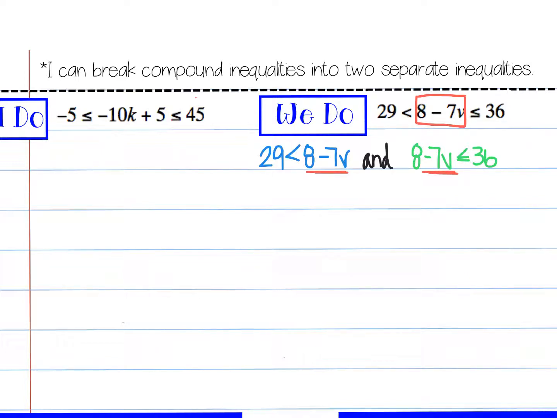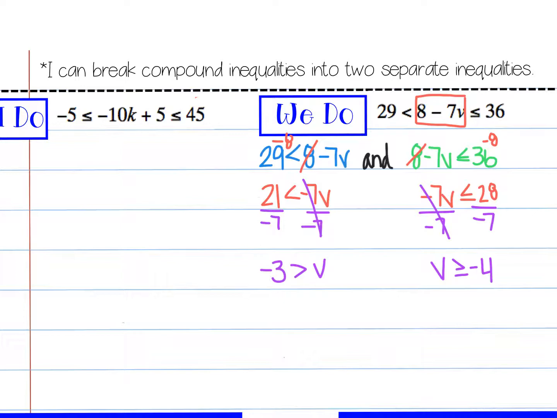All right, so then my next question is, how do I solve for the variable? So go ahead and pause the video and see if you can solve for the 2 variables. All right, so hopefully you were able to come up with that -3 is greater than v, and that v is greater than or equal to -4. So hopefully you were able to solve that down.